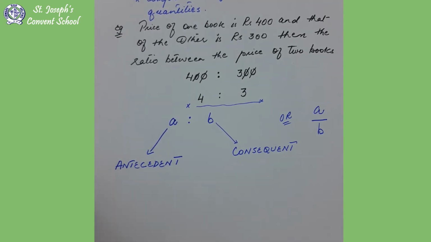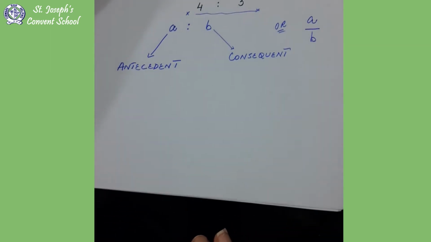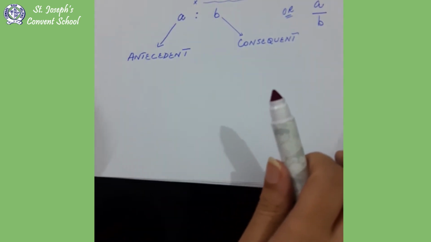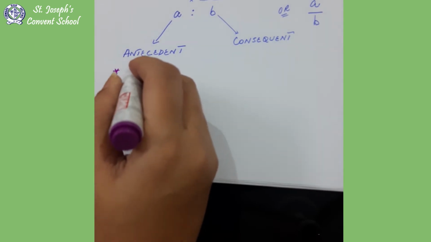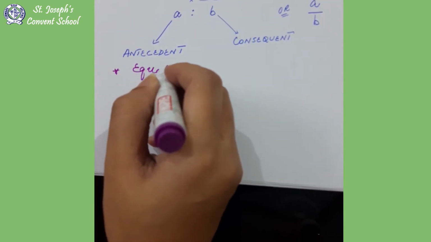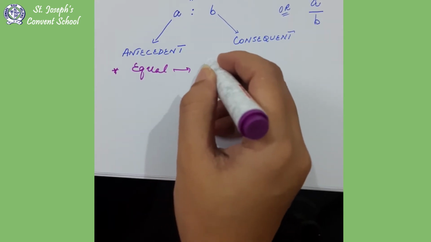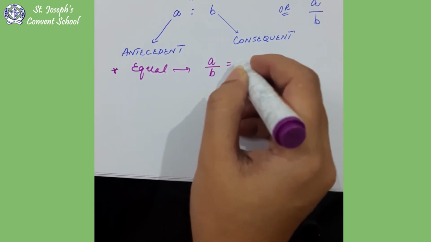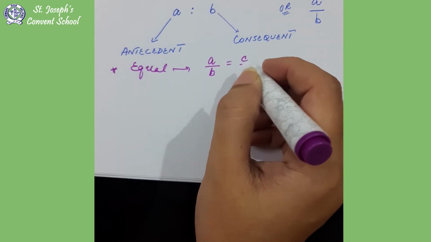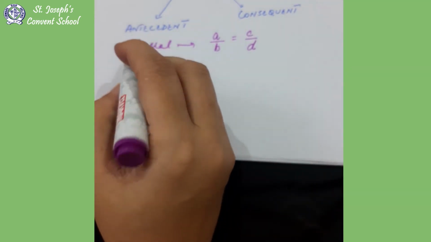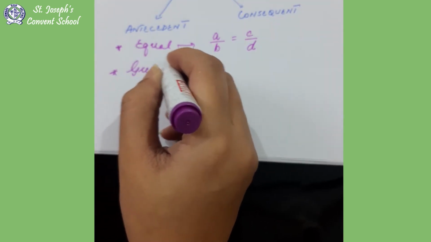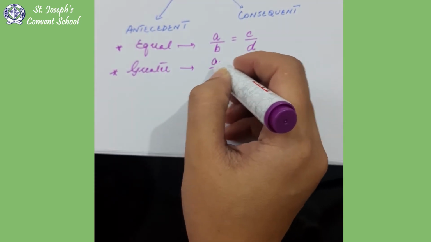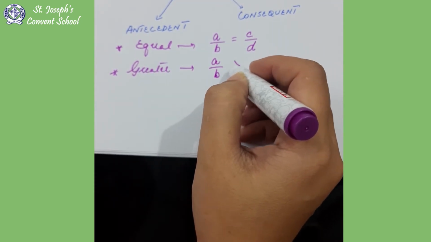Now which ratios will you call equal, greater, or less, and how can you find it? If these ratios are equal, how are you going to write it? Equal means A upon B is equal to C upon D. These two are equal ratios. Then for greater, greater means A upon B is greater than C upon D.